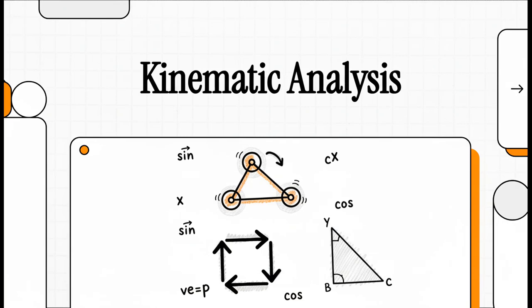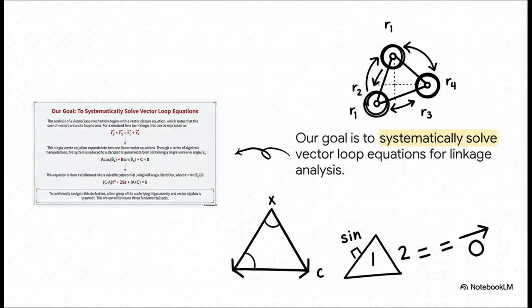Hey everyone, and welcome. Ever looked at a piece of complex machinery and wondered, how on earth do they know exactly how it's going to move? Well, the secret sauce is a really powerful mix of trigonometry and vector algebra. In this session, we're going to do a quick refresher on these essential math tools. The goal here is to get you fully prepped and confident for using the vector loop method in your linkage analysis. So what's our main goal here?